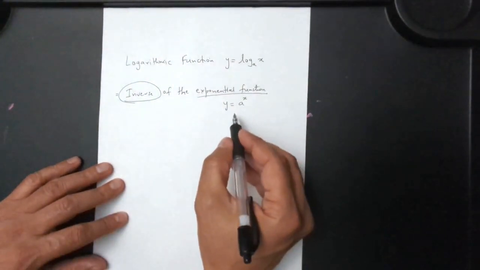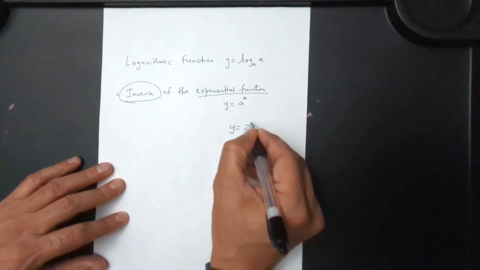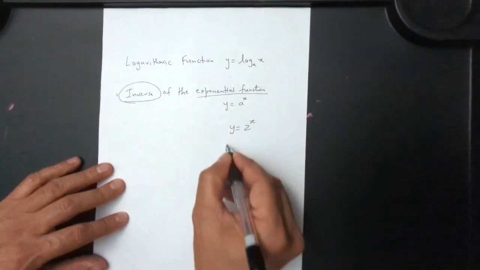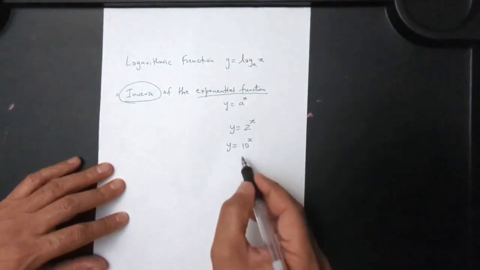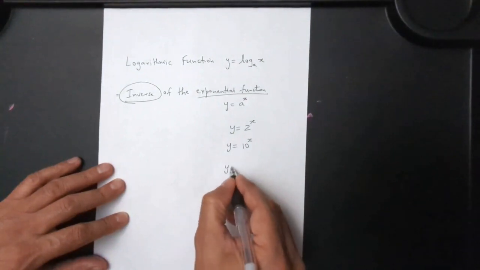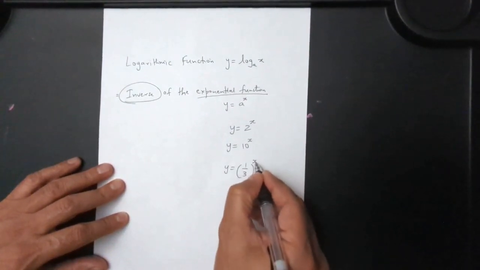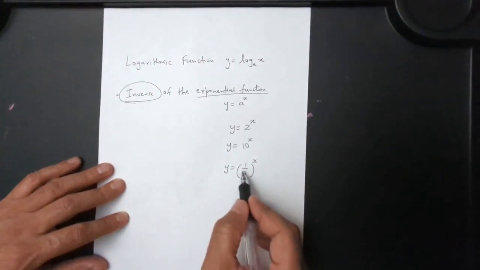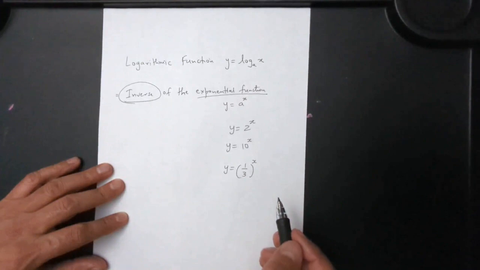So what's an example of an exponential function? So y equals 2 to the power x. This is an example. y equals 10 to the power x. This is an example of an exponential function. y equals, say, 1 over 3 to the power x. So some constant to the power x, that makes an exponential function.